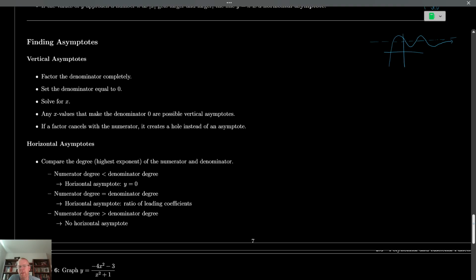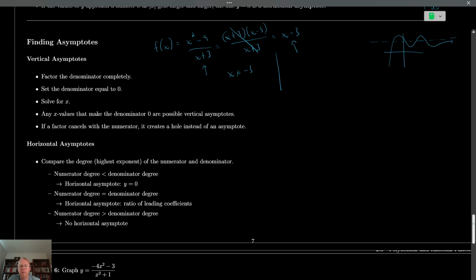If a factor cancels, it creates a hole. An example of this would be f(x) = (x² - 9)/(x + 3). If we factor the numerator, we get (x + 3)(x - 3) over (x + 3). The x + 3's cancel. So this function is equivalent to f(x) = x - 3, with the only exception being x = -3, because -3 makes the denominator 0. So x cannot equal -3.